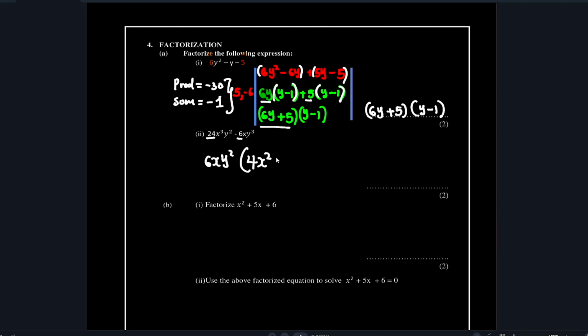4x squared minus y as our answer. So that you see, if you expand the bracket, if you try to open the bracket, you will go back to the initial expressions.